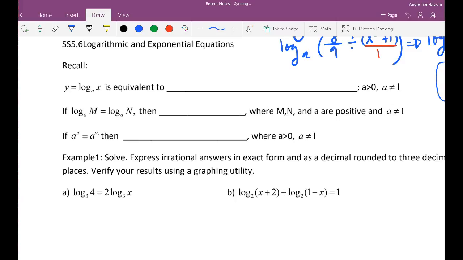Okay, 5.6. Are we ready? Sure. All right. Nick N, can you help me read the title, please? Yes. 5.6 logarithmic exponential equation. Perfect. Let's review three things really quickly, okay? Y equals log base A of x is equivalent to, Cade, what in exponential?